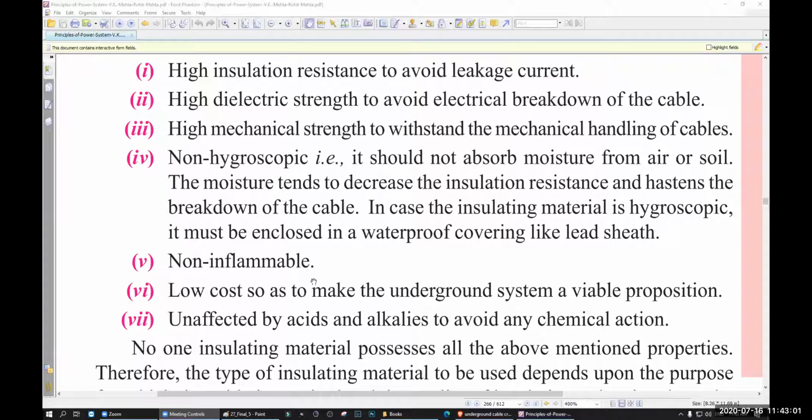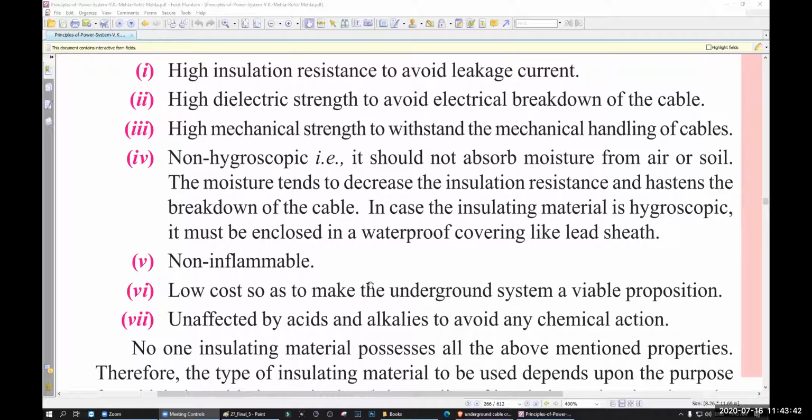Normally fire happens because of short circuit. A short circuit happens when the conductor heats up and melts down the insulator and they touch each other, short circuit happens, fire happens, okay? And normally 90% of the fires in the city happen from short circuits. So it should be non-inflammable. Obviously, if it is non-inflammable, then you are safe. Low cost, so that it makes the underground system a viable proposition. That means if the cost is much higher, nobody will use it. Everybody will go for overhead.